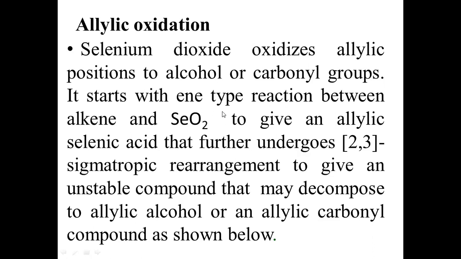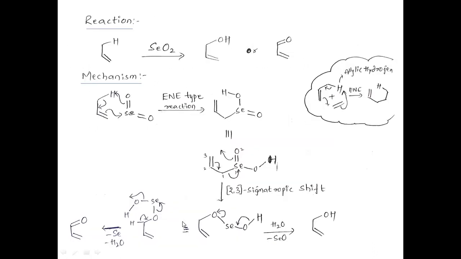Now this reaction also starts with an ene type of reaction between the alkene that we are taking and selenium dioxide to give an allylic selenic acid, which will further undergo a 2,3 sigmatropic rearrangement, and that will give an unstable compound which will decompose to give allyl alcohol or allyl carbonyl compound, as shown here. Now, if you see the mechanism, this is an alkene having an allylic CH. Here we have two more allylic CH also, but for the sake of simplicity, to understand the mechanism, I am representing only one allylic CH.